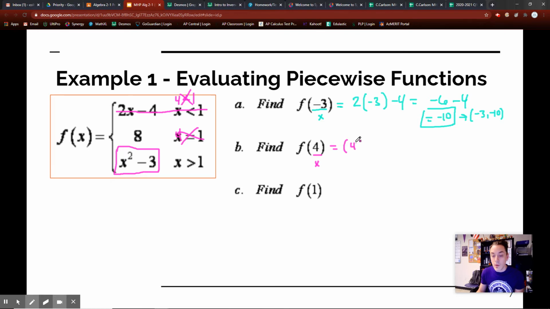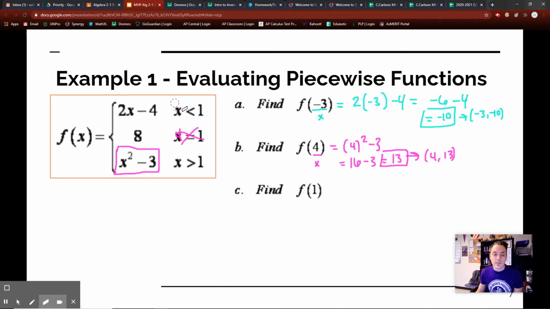So this is 4 squared minus 3. Okay, and so that will become 16 minus 3, which equals 13. So what is this point? This point right here is 4 comma 13. What did you plug in? 4. What did you get out? 13. Okay, now think about the other one.